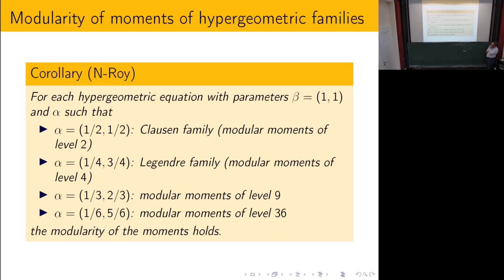Okay, and very similarly, if you consider all the hypergeometric equations with parameters beta 1, 1 and alpha, which are rational, that come from one-parametric families of genus 1 curves, that's a complete list. That's a nice exercise in this zigzag method that I think Fernando can explain to you in more detail. And in every case, it happens that all the moments are essentially modular.